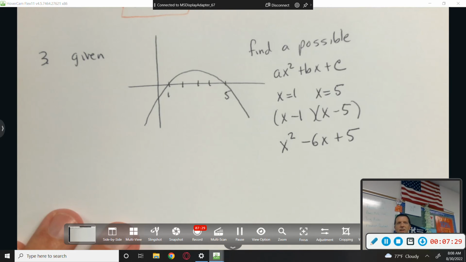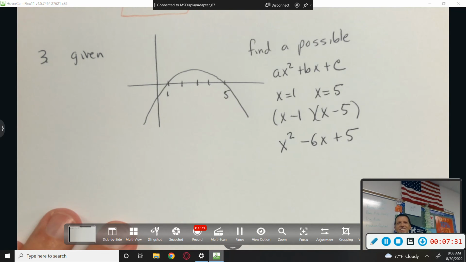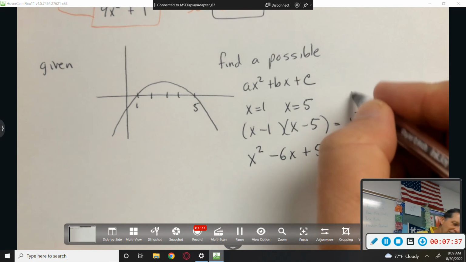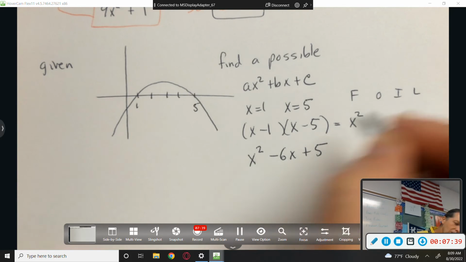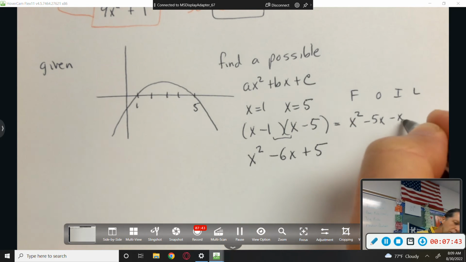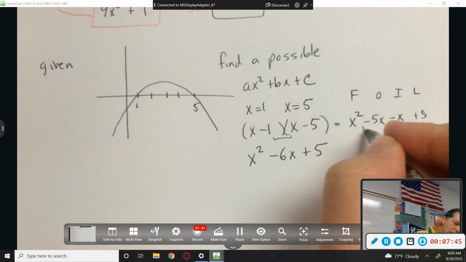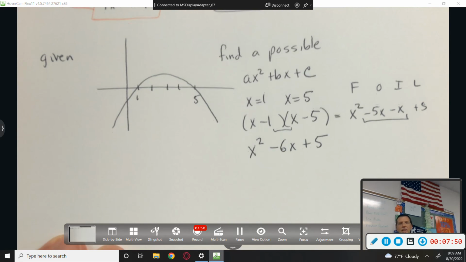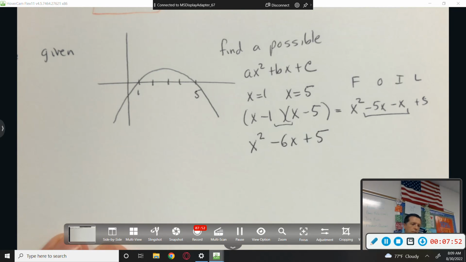There, you okay with that? Sure? Okay, I didn't think that was a very happy face you were making. Let's see, FOIL. Outside is minus 5x, inside is minus x. So I did the O and the I together. All right, split that into two parts of notes.